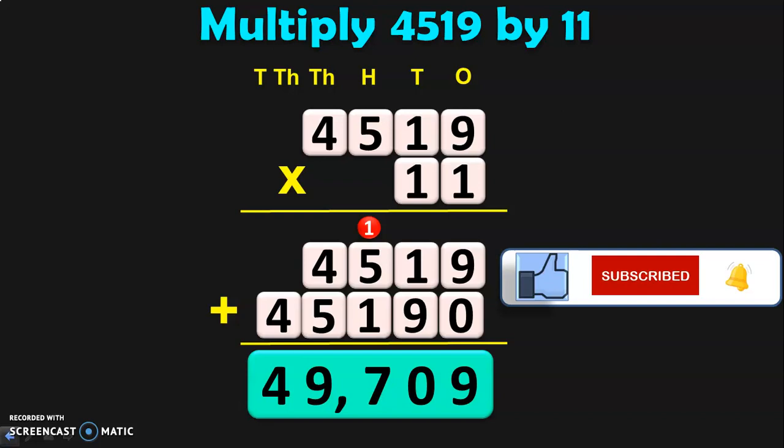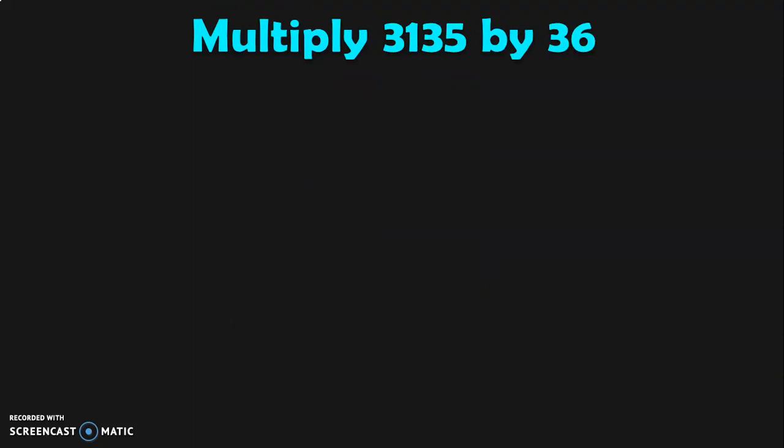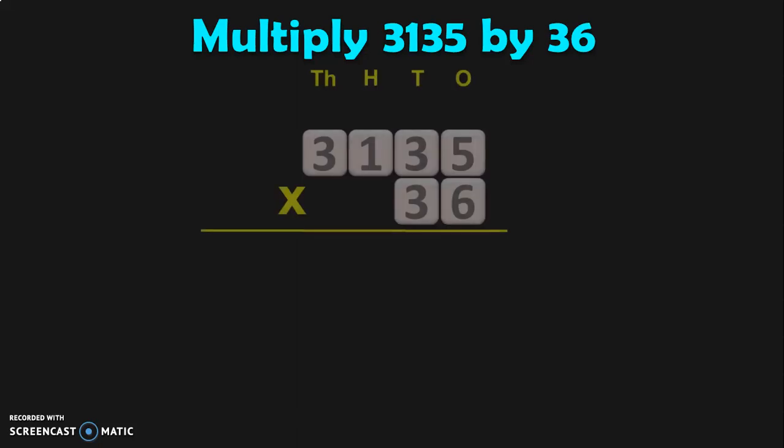Stay with me till the end of this video. We are going to do more sums now. The next sum that we are going to do is multiply 3135 by 36. Write down their numbers and their place values, and write the numbers at the appropriate places.